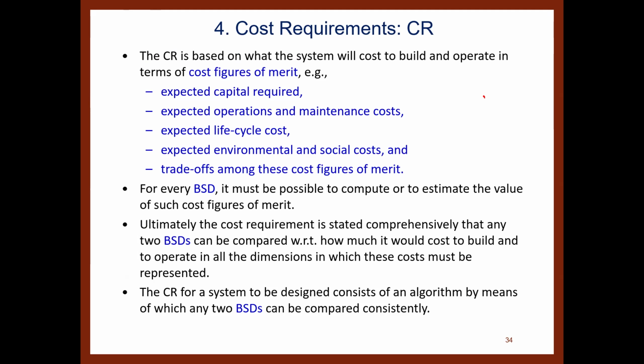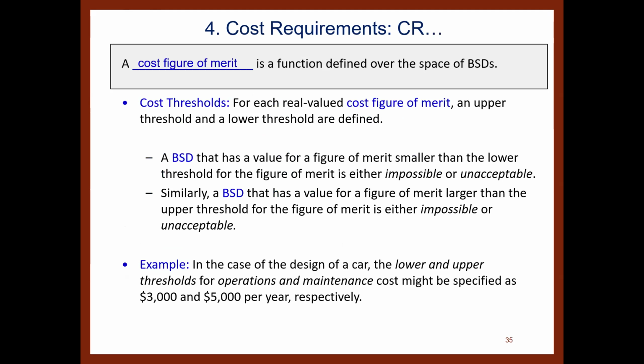So for the performance figures of merit, we can compare two functional system designs and find out which one will perform better according to our goals. When looking at costs, now we are comparing the buildable system designs, because those are the ones that have technology associated with them, and that could be used to compute the cost. A cost figure of merit is a function defined over the space of the buildable system designs. And again, we will have some thresholds for each cost figure of merit. So if you go above or below those thresholds, then you are not going to take that concept into account.